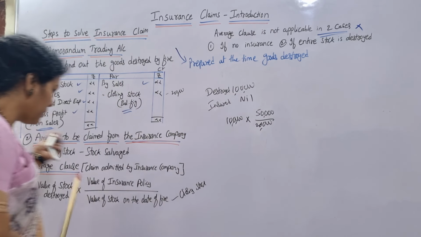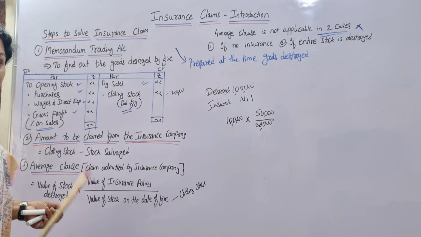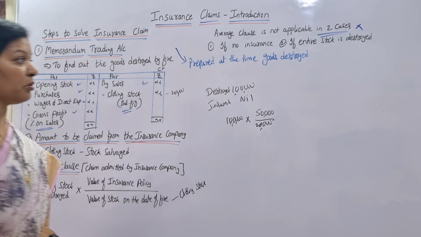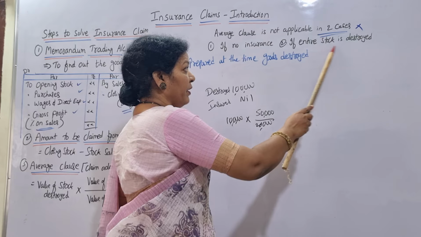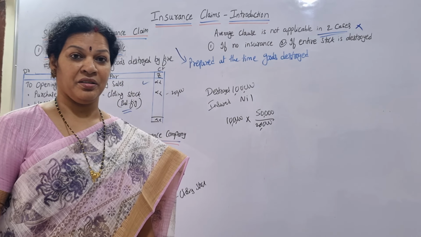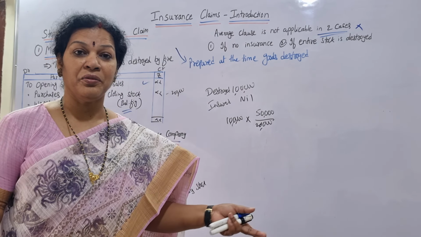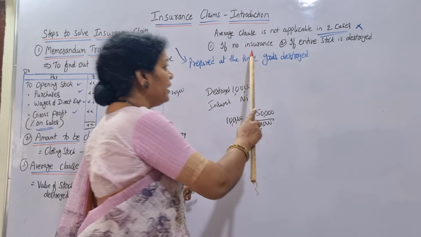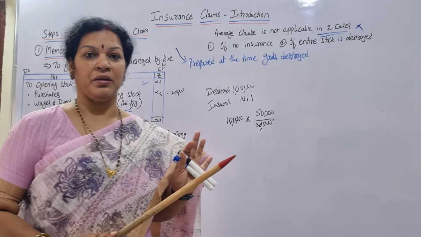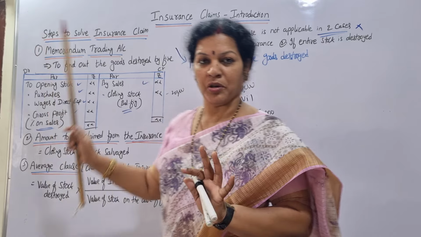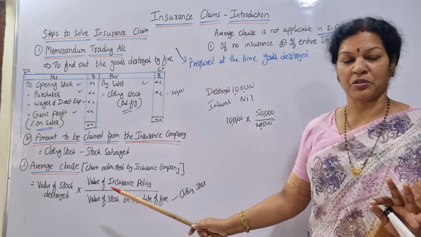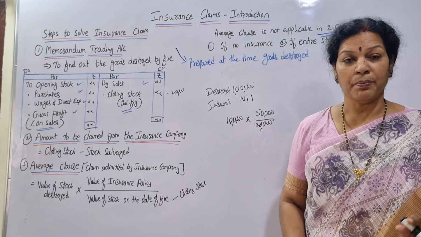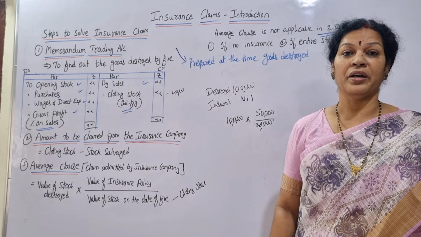Because as per the formula we need the insurance policy amount. If no insurance, no question of preparing this average clause. And the second one is if the entire stock is destroyed. If entire stock is destroyed, where is the question? Why do we prepare it? So only in these two cases this is not applicable. Rest of everything is normal, average clause is applicable. If you remember these 3 points, it's simple, easily you can go ahead.